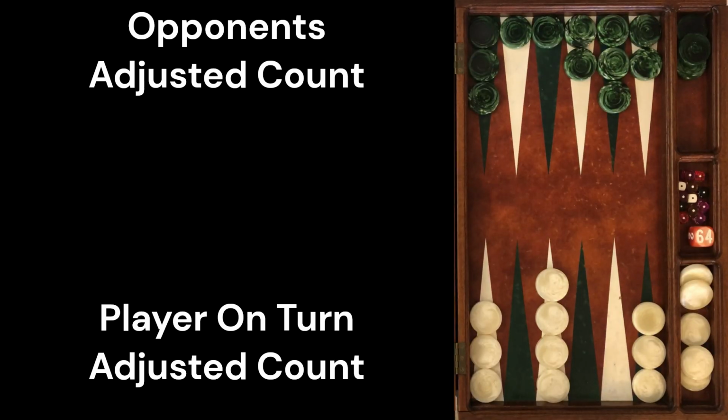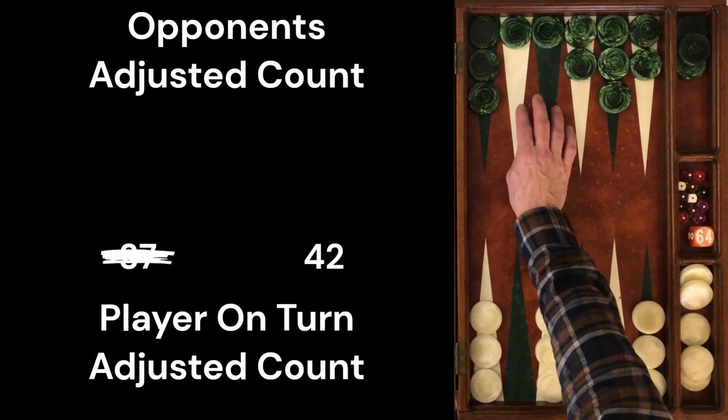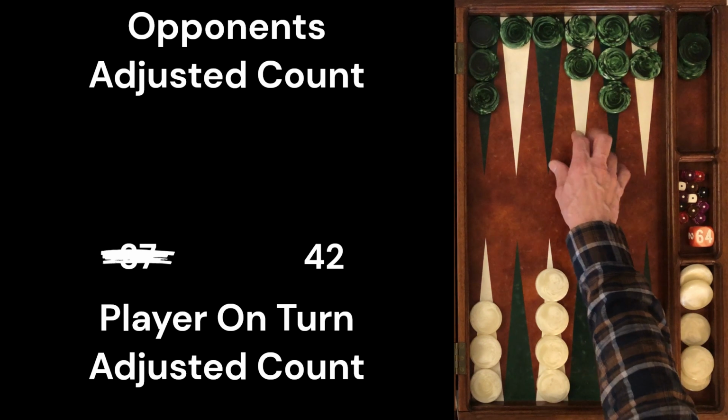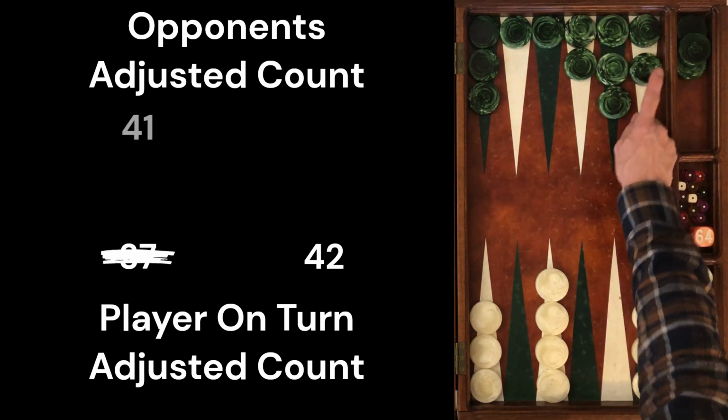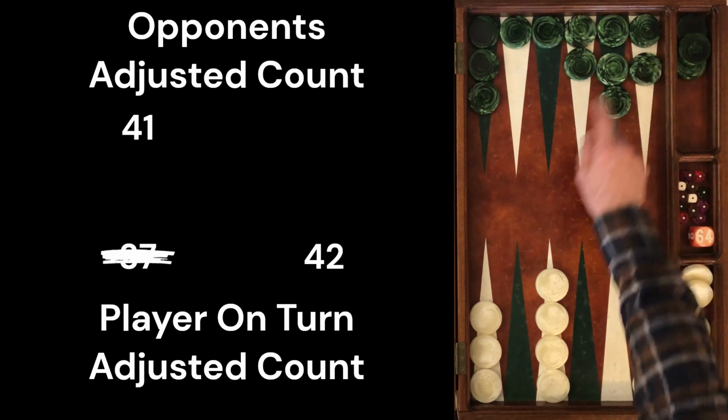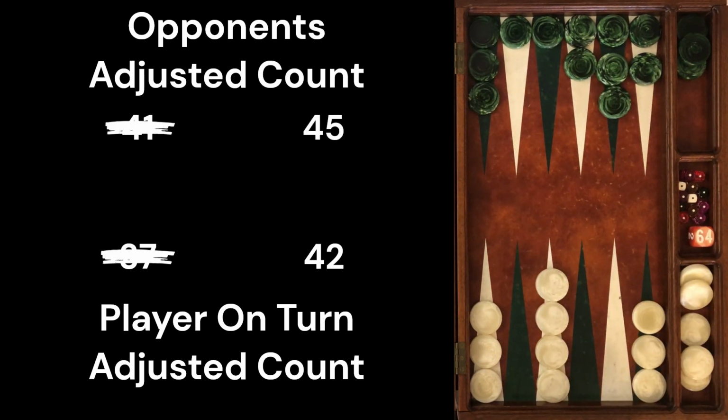And the last position we'll be looking at, our pip count is 10, 20, 30, 4, and 3 is 7, 37, 38, and 4, 42. 37 is the pip count, 42 is the adjusted pip count. For the opponent, the pip count is 39, 41, 42, 43, 44, 45. Pip count is 41, the adjusted pip count is 45.